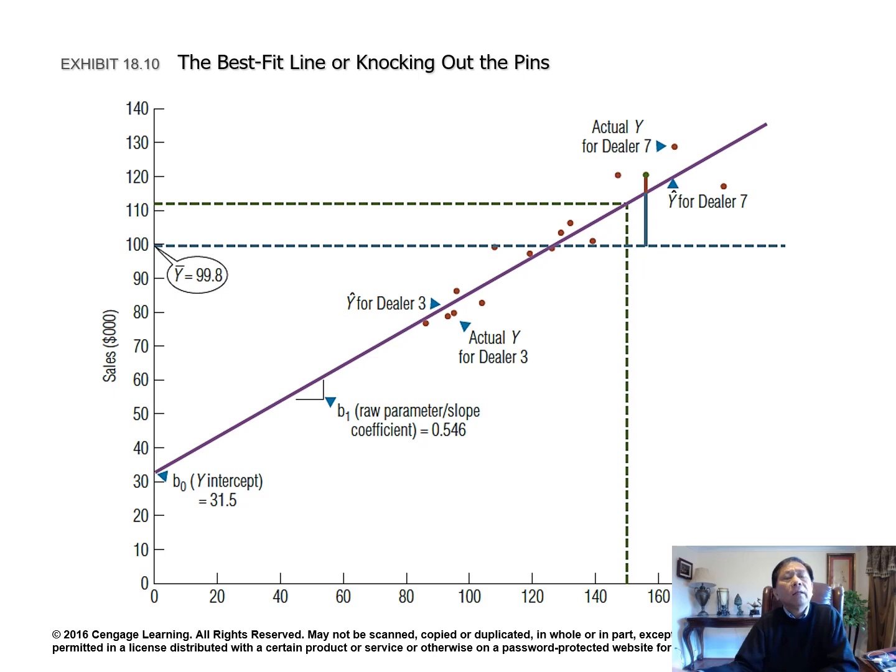In this case, the best fit line of knocking out pins: this is b0, the y-intercept. This is b1, the slope, the raw parameter slope coefficient. This is the actual y for dealer 3. Y hat for dealer 3 is the predicted one, and then the actual for dealer 7 and its predicted value. You can see that this is a line that represents the dots here.